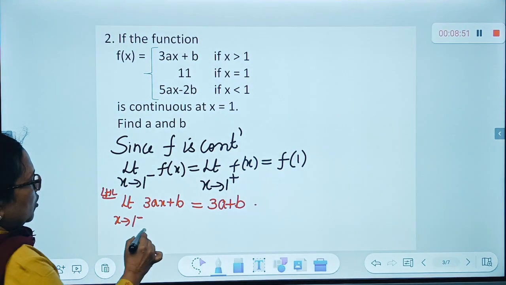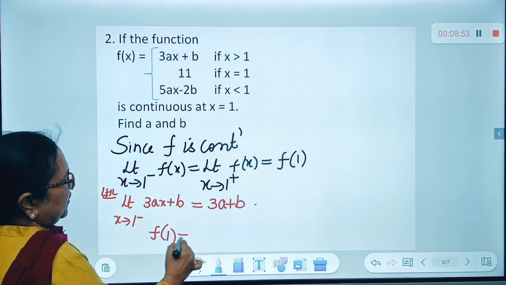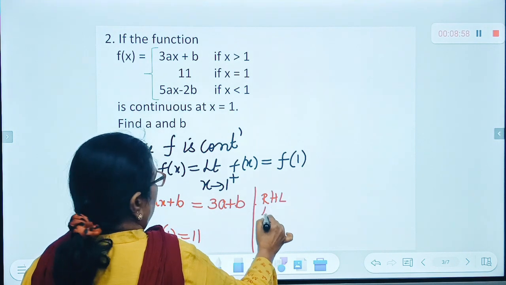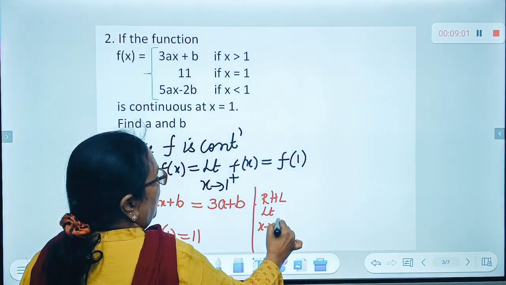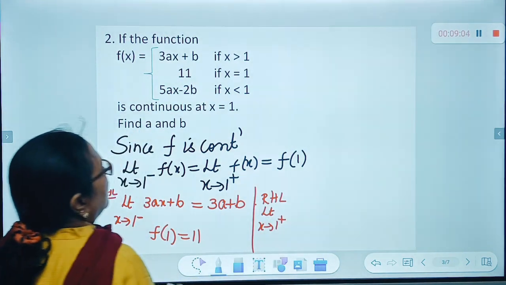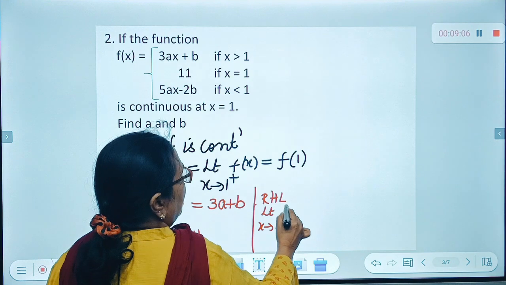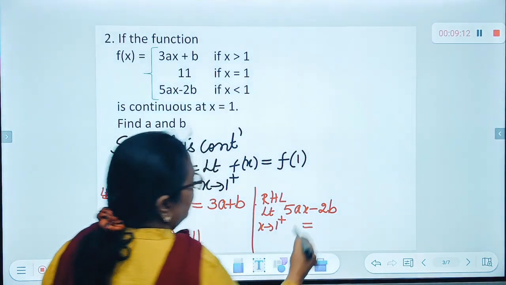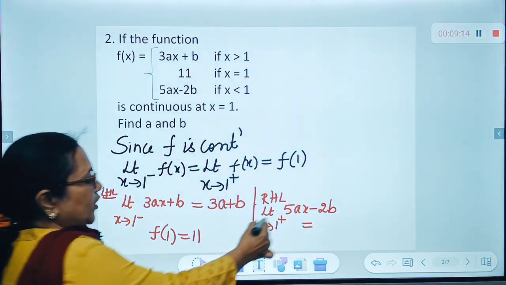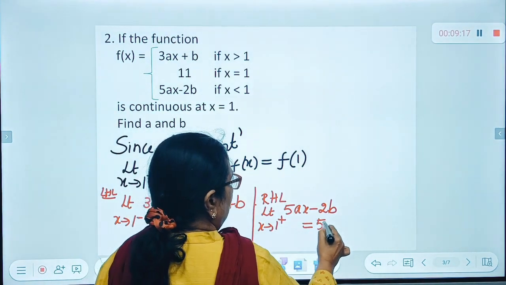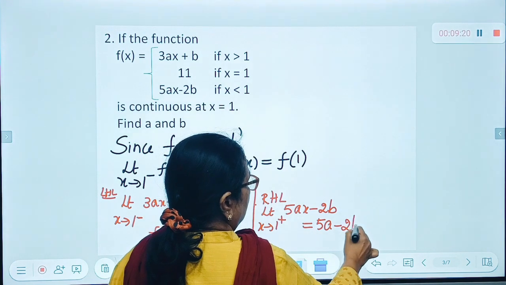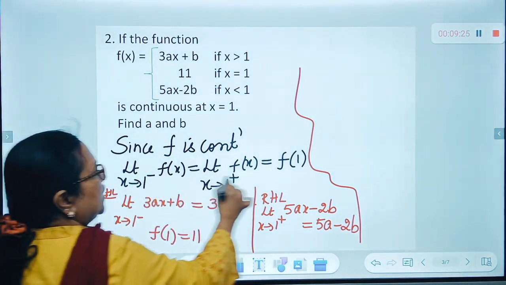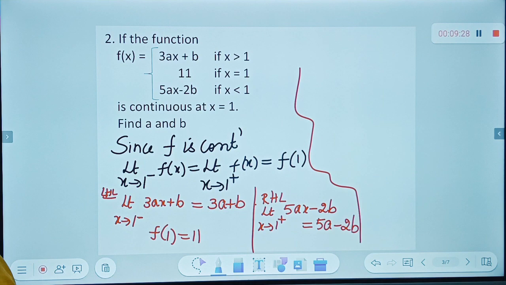Okay. Now what is f of 1? 11. And what is the right hand limit? Limit x tends to 1 plus of f of x will be 5ax minus 2b. How will I find the limit? By substitution. When I put x equal to 1, I will get 5a minus 2b. Now the function is continuous. Therefore, all these three are equal. The limit is equal to the value of the function.